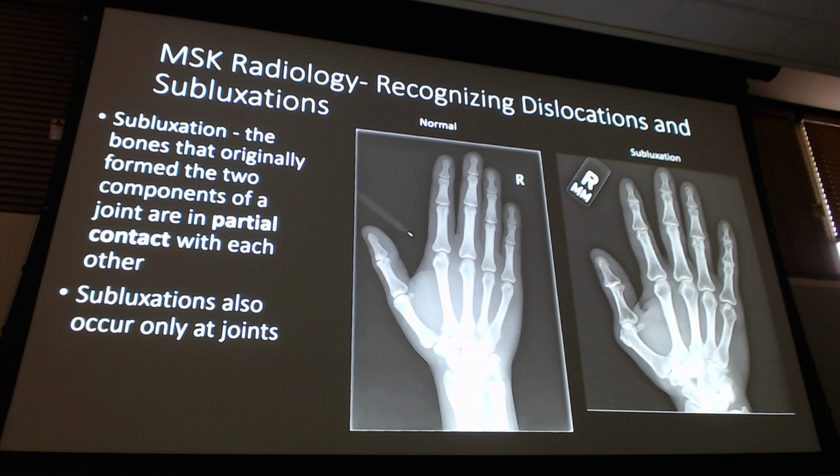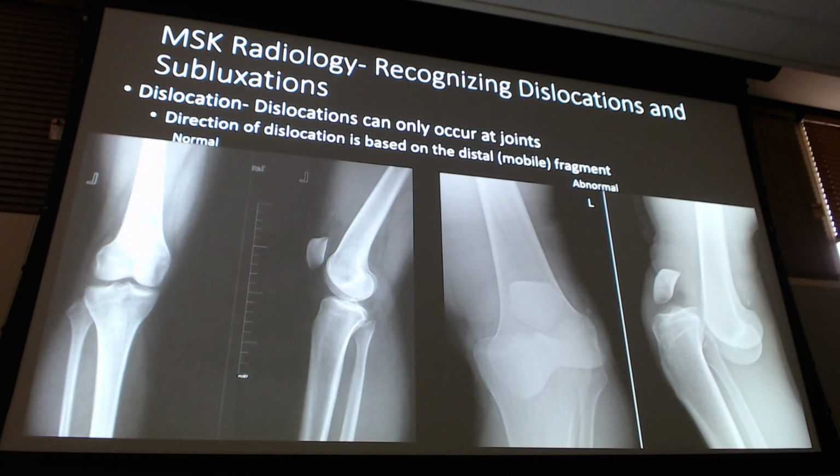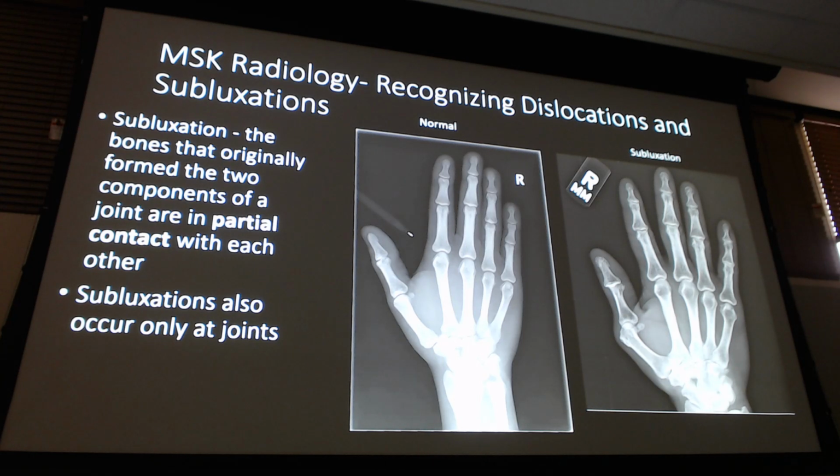Here is a subluxation. On the thumb. See where the thumb sits right here? This is normal. Okay? See the nice alignment. And now look at the shift. Right? Not sitting where it should. Sublux, partially shifted, but not completely removed. Dislocated, completely removed. Sublux, partially removed.